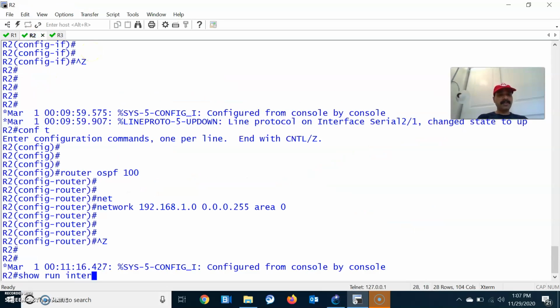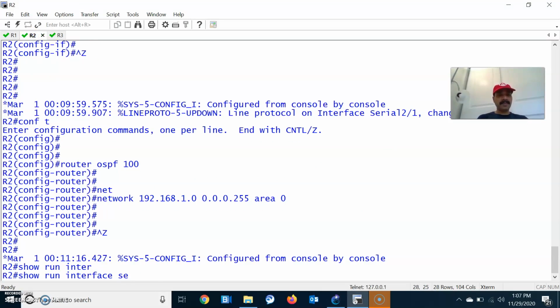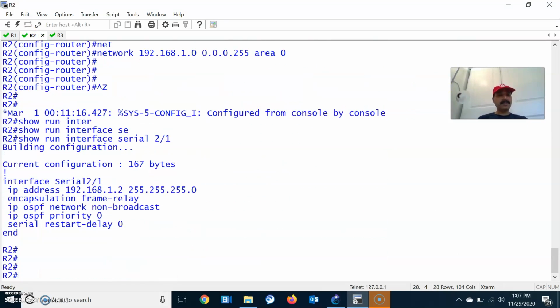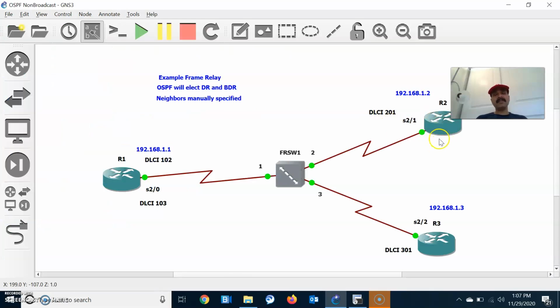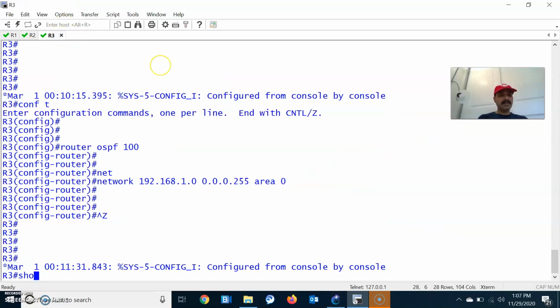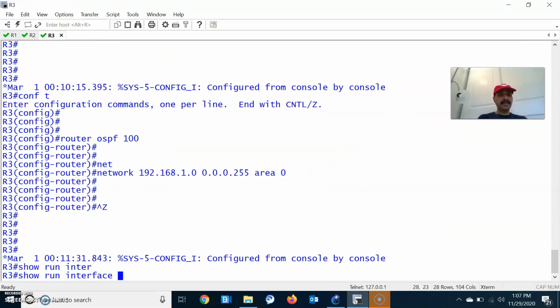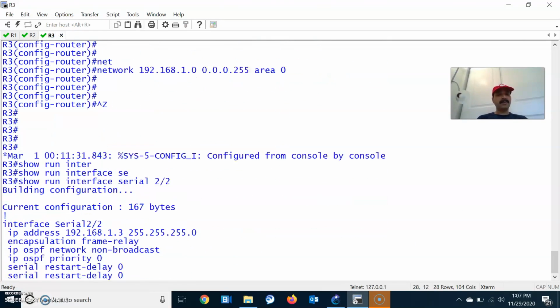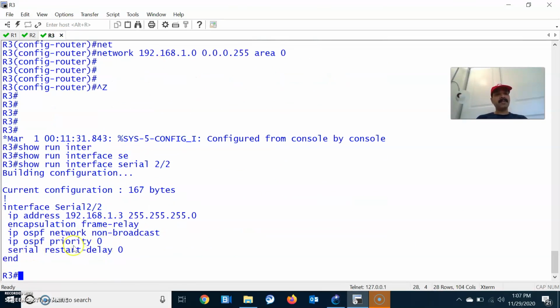Show run interface serial 2/1, right? So this one I have to configure with priority 0. As I already told, this will always be selected as a DR other. If you want to make this a DR other router, I have to configure the lowest priority, that is priority 0. Similarly, I have to go to R3 and do this. Show run interface serial 2/2. So this will be elected as a DR other router.